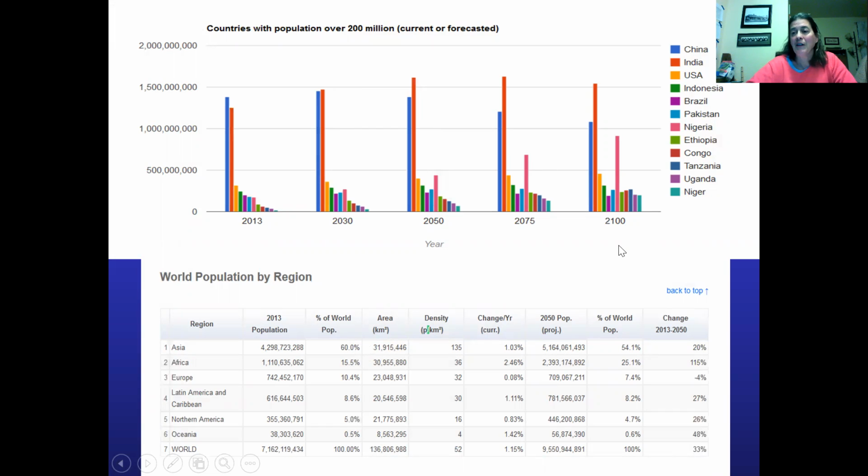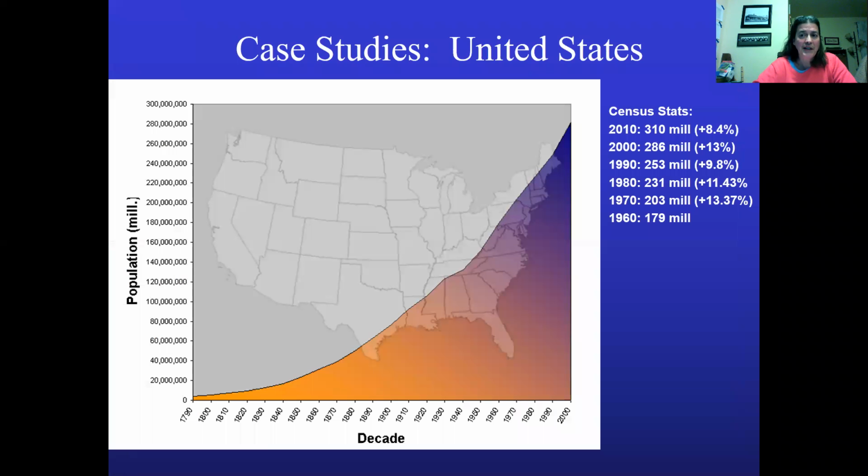So we're going to be looking at several of these countries just to look at different things that are happening to the demographics and population in these countries. We're going to start with the United States. The United States is kind of a complex case study because there's a lot of different things that go into our population changes through time.